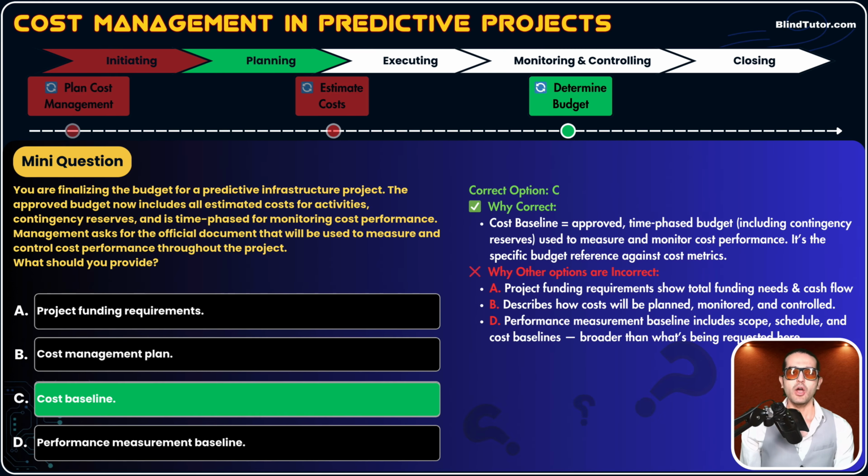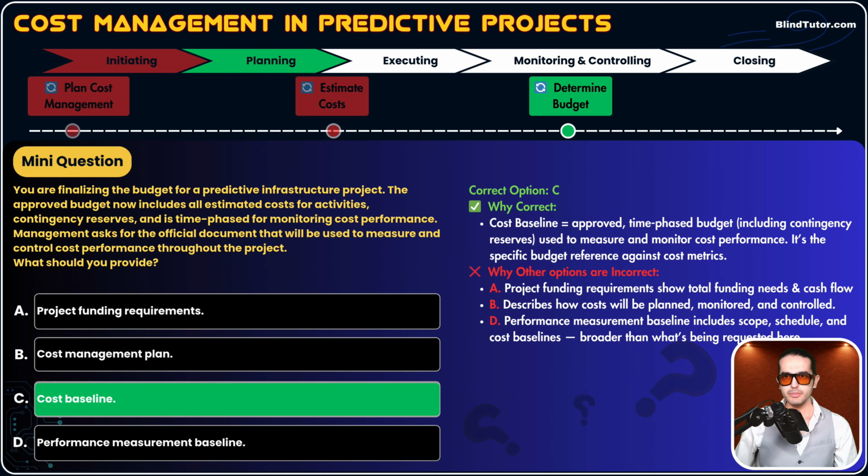Guys, if cost baseline was not in the options, the correct one would be performance measurement baseline. What is performance measurement baseline? It's a concept that includes all three baselines: scope baseline, schedule baseline, and cost baseline. Since we have cost baseline as an option, okay, we pick cost baseline. Performance measurement baseline includes cost baseline, but the question specifically talks about cost performance throughout the project. That's why C is the correct one.